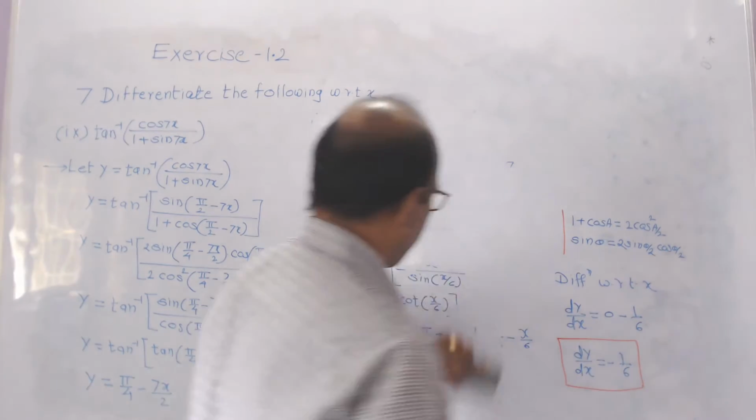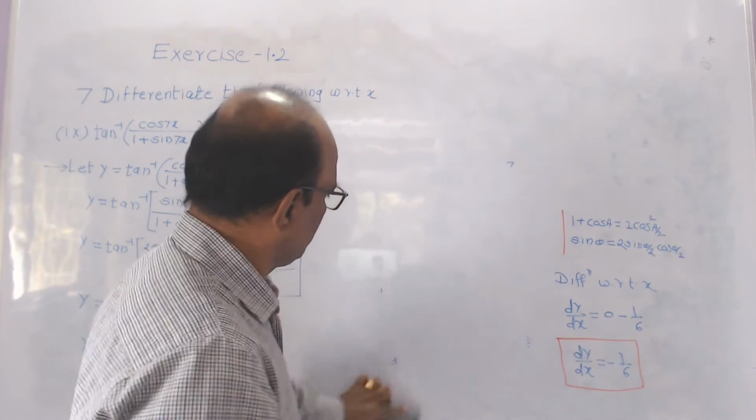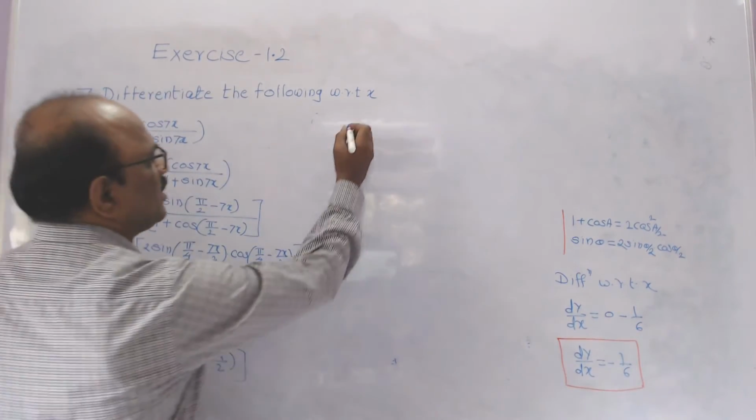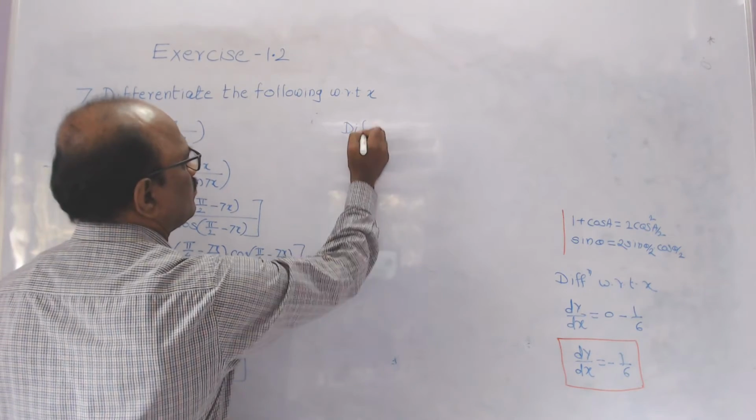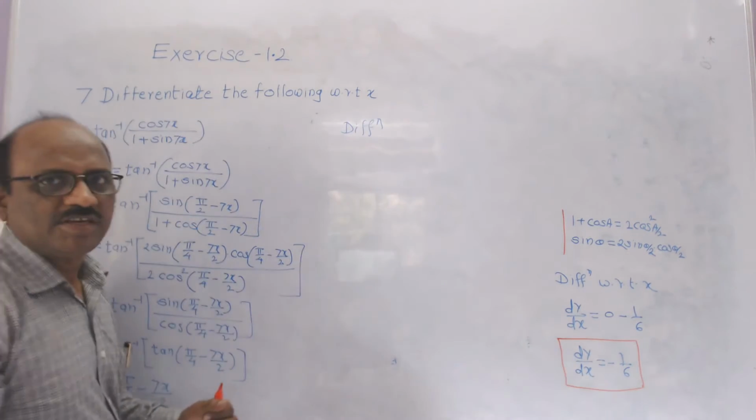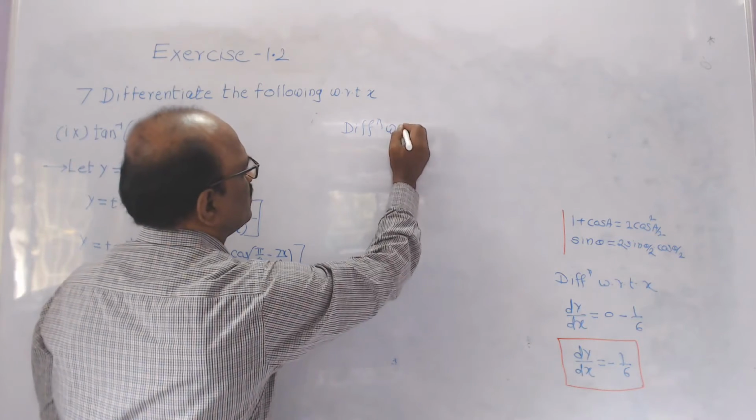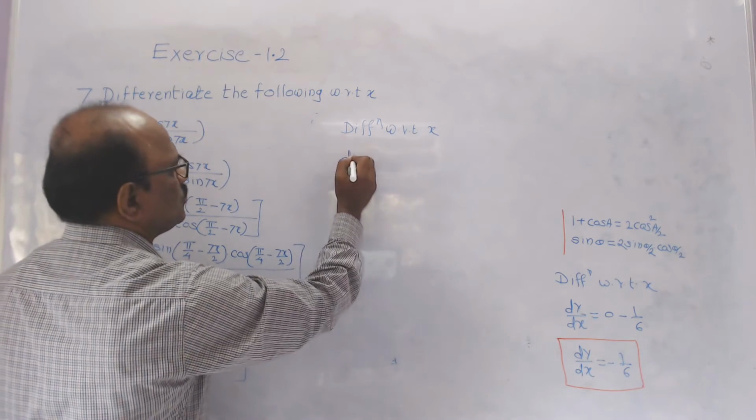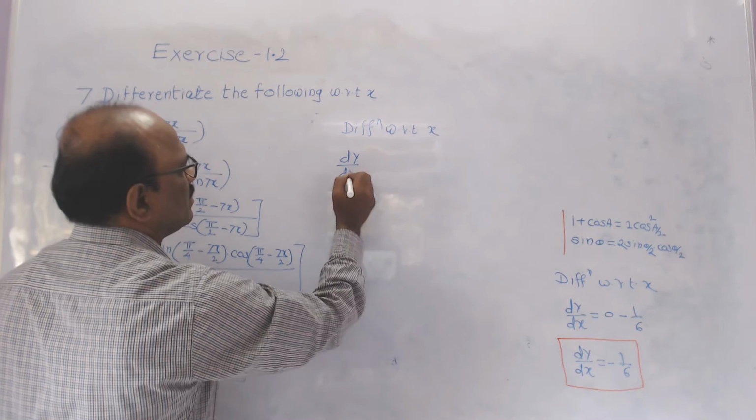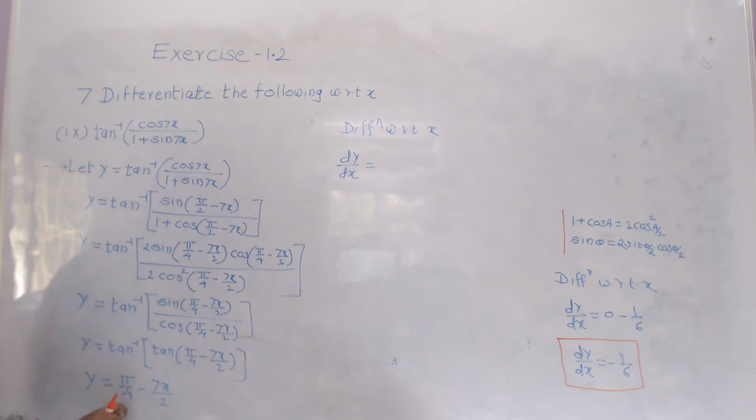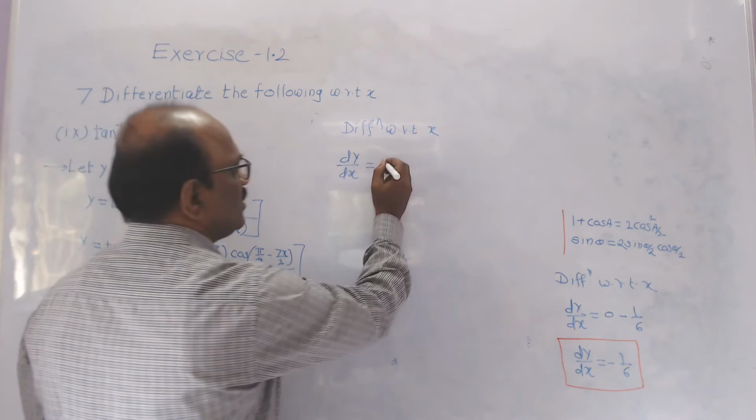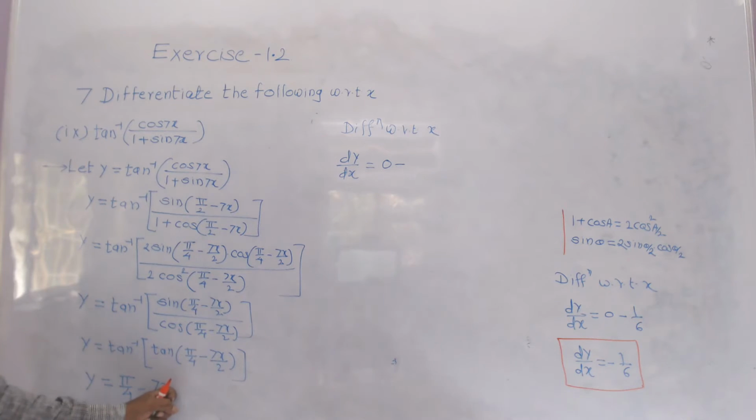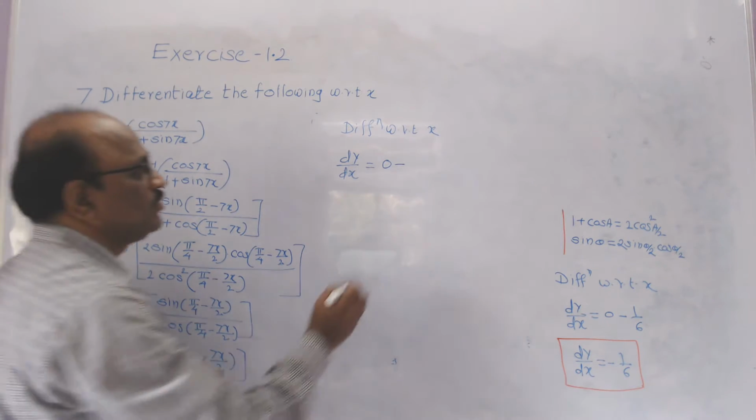Differentiate this with respect to x. Therefore, dy by dx is equals to the derivative of pi by 4. Derivative of pi by 4, it's a constant. Its derivative is 0, minus the derivative of x, which is 1, into 7, that is 7 upon 2.